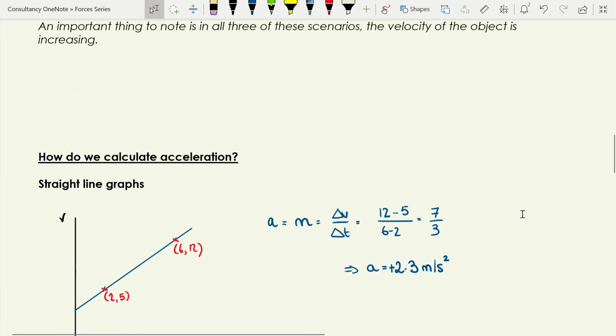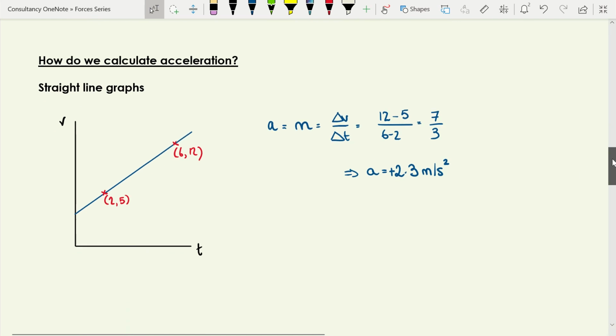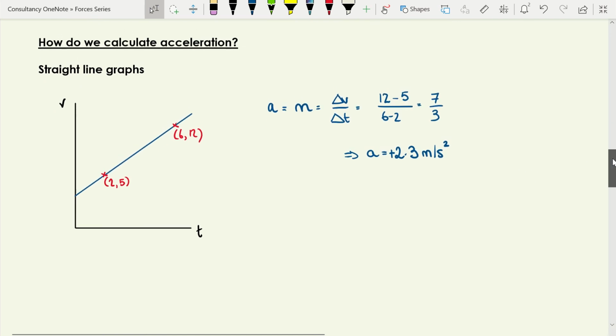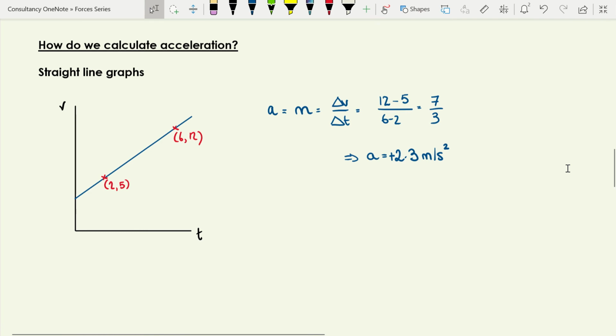Okay, so let's have a look at how we actually calculate acceleration, or specifically instantaneous acceleration. The more straightforward way is if we've got a straight line graph of velocity versus time, because all we have to do is work out what the gradient of that line is. Here you can see we've got some points on our line. We need to work out the change in velocity divided by the change in time. Then we can figure out what our acceleration is. You can see here acceleration is a positive number because this line is going upwards as we increase in time. So that's a straight line graph.